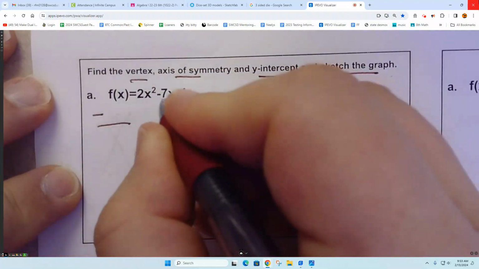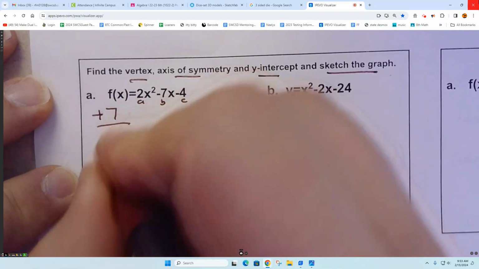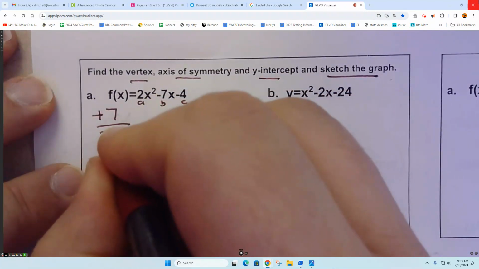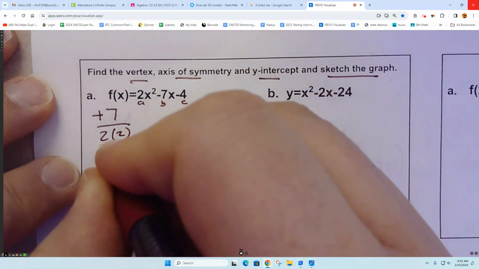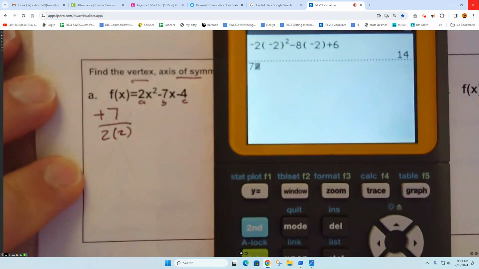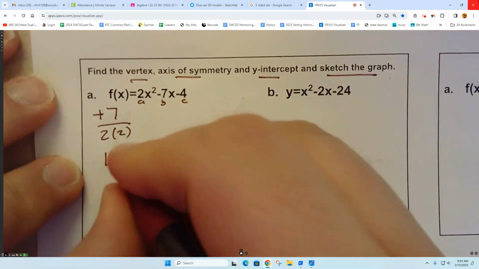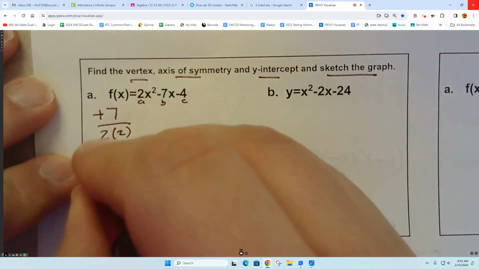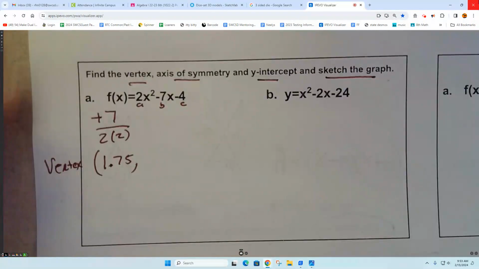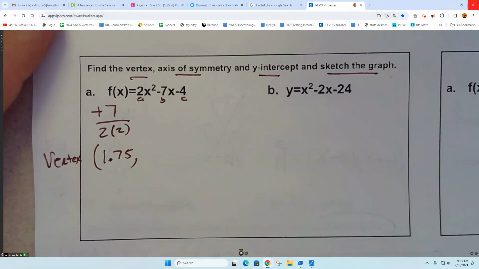My b here is negative 7, so negative of negative is positive 7 over 2 times 2, which gives me 7 over 4, or 1.75. Pretty ugly, but that's what it is. Comma, I need to figure out what the other part is. From the vertex, I can figure out pretty much everything else.